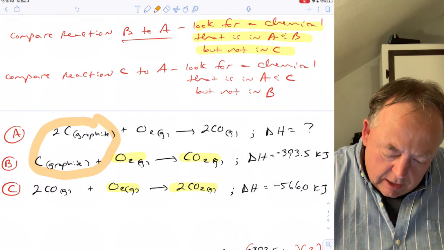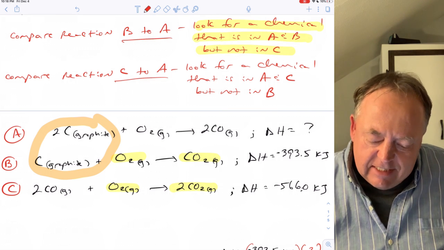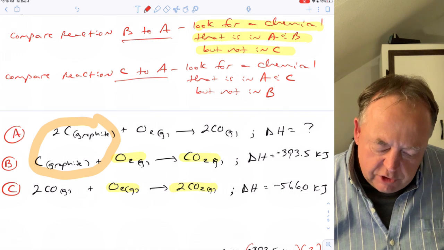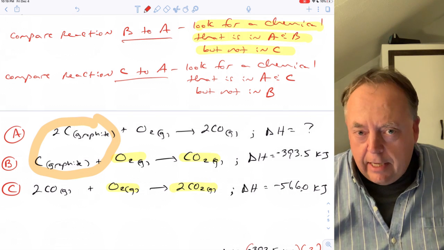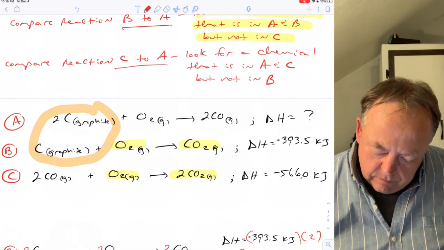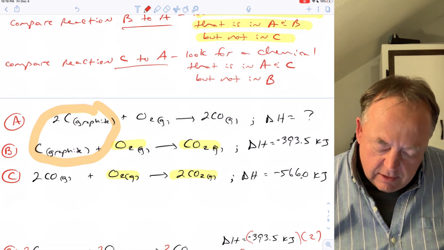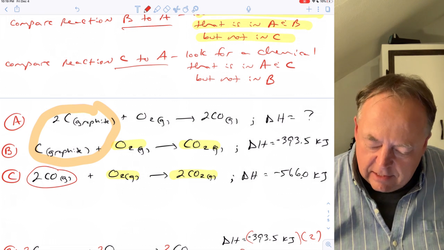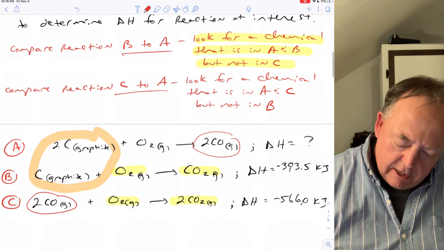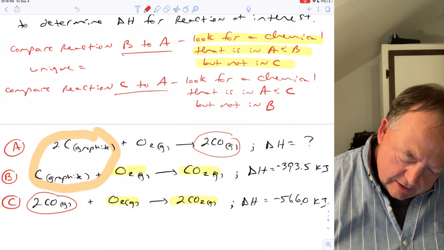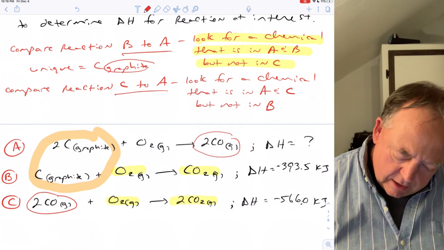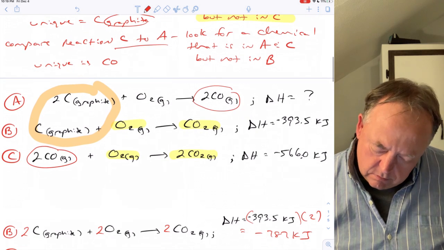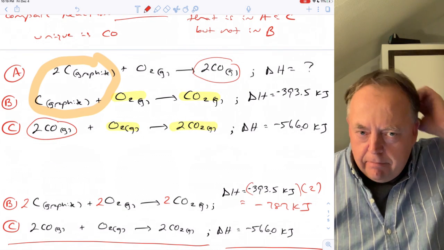Then we want to do the same for reaction C compared to A. We want to look for something in C that is also in A, but is not in B, something unique to A and C, just like we found something unique to A and B. Again, we don't want O2 and CO2 because they're in both B and C. But carbon monoxide is in C, not in B, but it is in A. So what's unique when we compare B and A is graphite, and when we compare C and A, it is carbon monoxide.